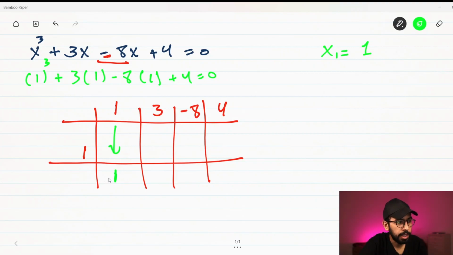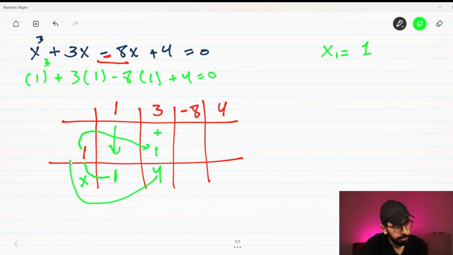Then we have to multiply this one here, and the result we put here. So 1 multiplied by 1 equals 1. And then we need to add this 3 with this 1, always adding together. 3 plus 1 is 4. Now we need to do the same step. 4 multiplied by 1 is 4, and then we put this 4 here. And here we need to add them together. Minus 8 plus 4 is minus 4.